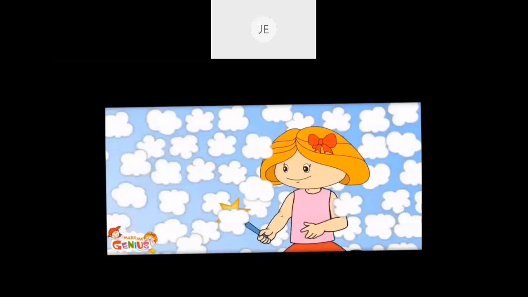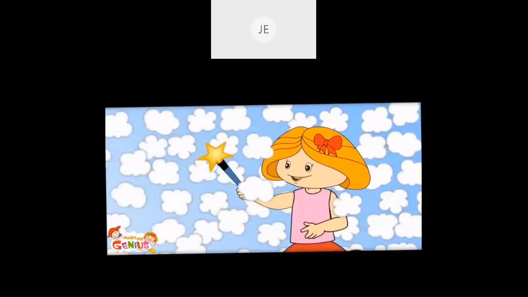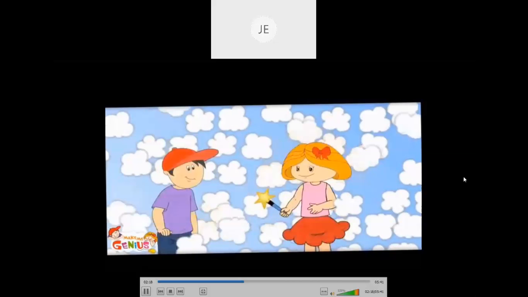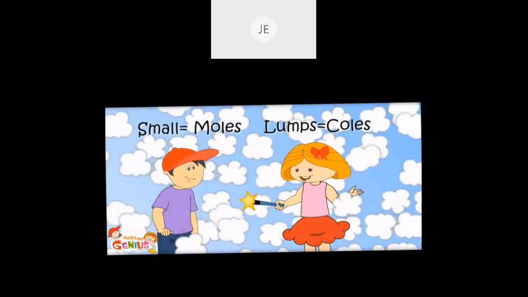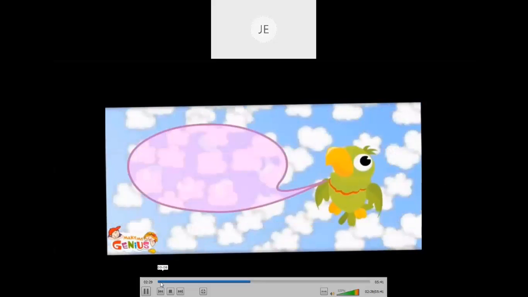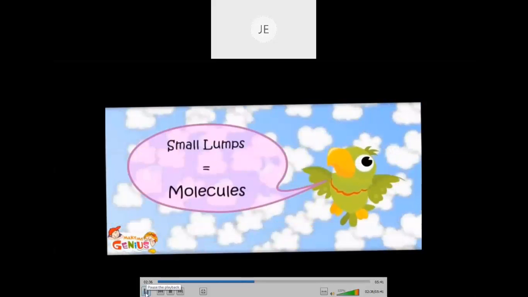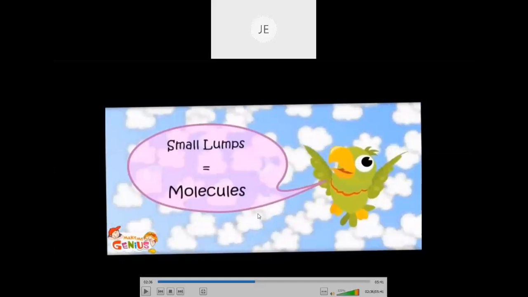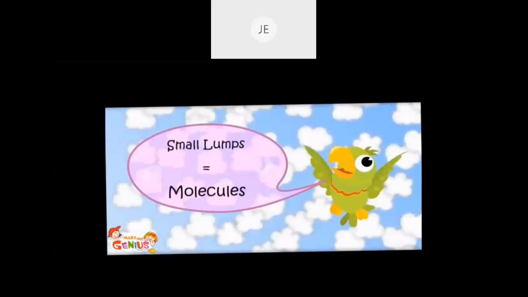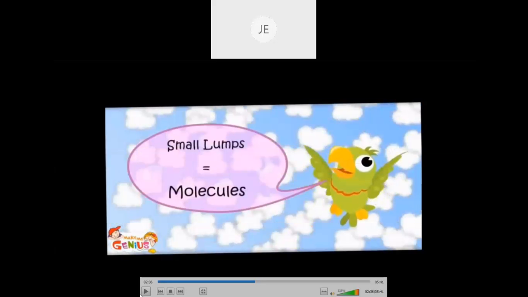Oh, what are these small things? These are small lumps. Everything in the world is made of small molecules. In Greek language, small is moles, lumps is cold, so small lump is called molecule. So every body, solid, liquid, or gas, consists of molecules, and in the molecules there are atoms. Within the atoms there are electrons and nucleus. Within the nucleus, protons and neutrons. So this is what it is about matter.